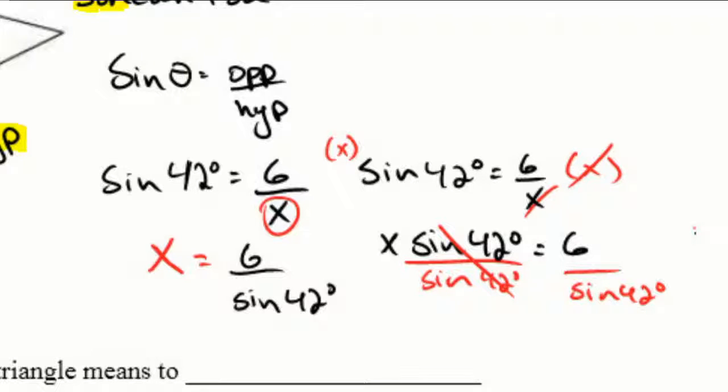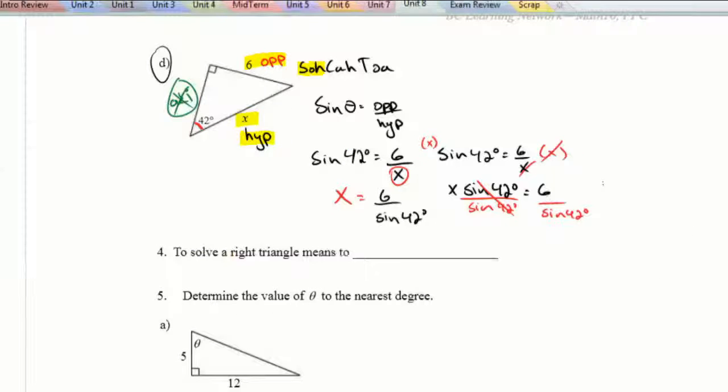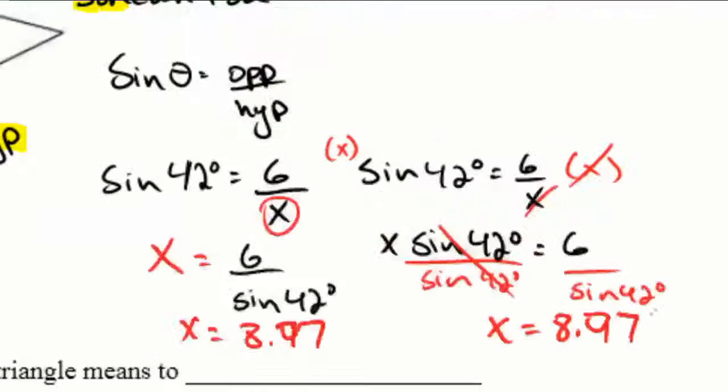I'm going to just plug this into my calculator. 6 divided by the sine of 42 degrees. And we'll see what we get. So we get 8.966. We'll go 8.97. Same over here, 8.97. So that is just an example of a triangle that has a missing side or angle, and we just go and try to find it.